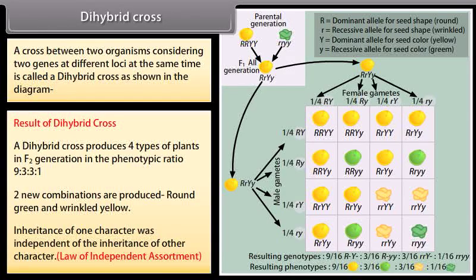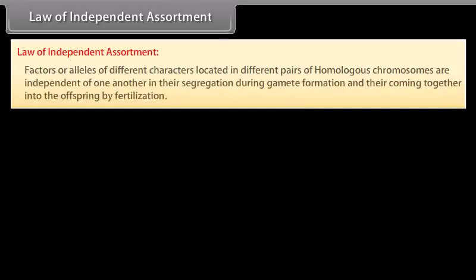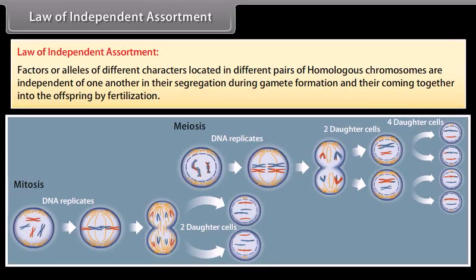Inheritance of one character was independent of the inheritance of other character. Law of independent assortment. Factors or alleles of different characters located in different pairs of homologous chromosomes are independent of one another in their segregation during gamete formation and their coming together into the offspring by fertilization.